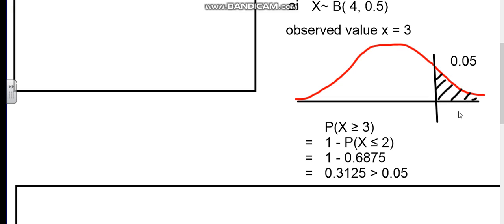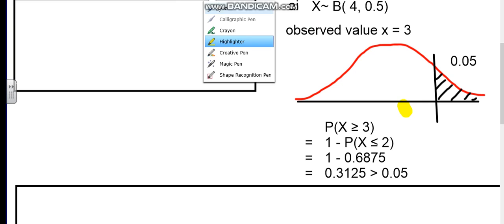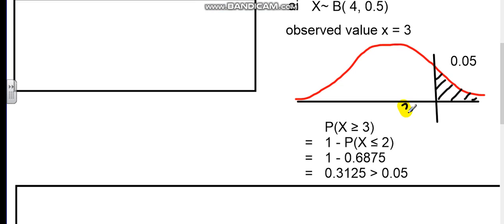Well, I know this proportion here is 0.05. 0.3125 is greater than this, so 3 is going to be somewhere over here. Let's get a decent pen. 3 is going to be about here, because greater than it is 0.3125, or 31% if you want to think about it in percentages. So when our p-value, so this is our p-value here, is greater than our significance level, we are going to accept the null hypothesis or not reject the null hypothesis.